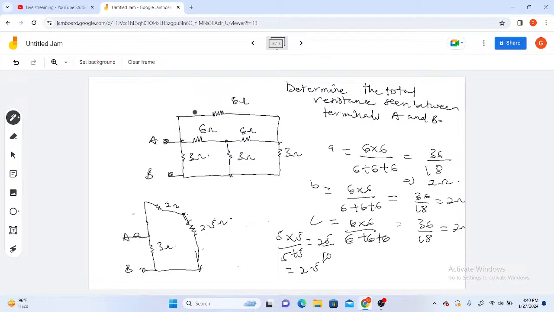Now you can clearly see that I have my 2 ohm and 2.5 ohm in series, and the two of them combine as 2 plus 2.5, which is equal to 4.5 ohms. So I'll clean that whole branch and replace it with a single resistor of magnitude 4.5 ohms. So let's see.